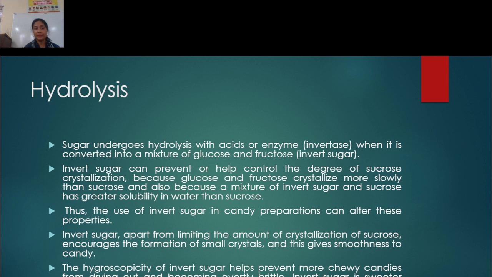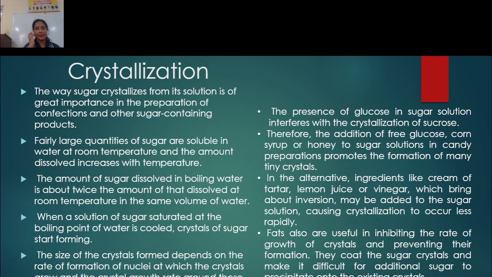Invert sugar is hygroscopic, so it prevents chewy candies from drying out, and also it does not allow them to become overly brittle. And invert sugar is sweeter than sucrose and thus has an effect upon the sweetness of candy. Then the third very important reaction of sugar, of course, is crystallization.